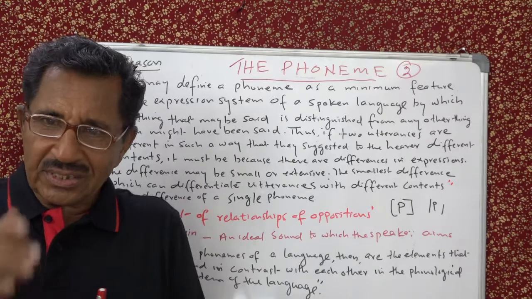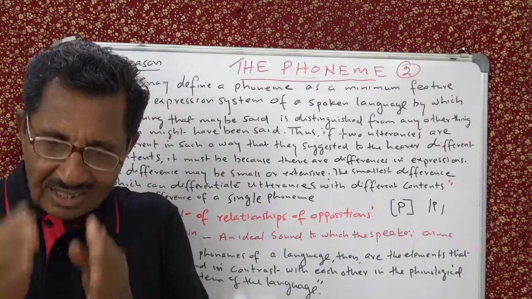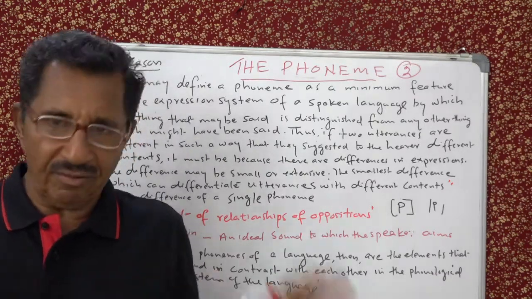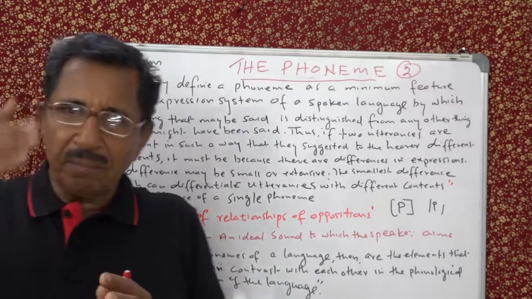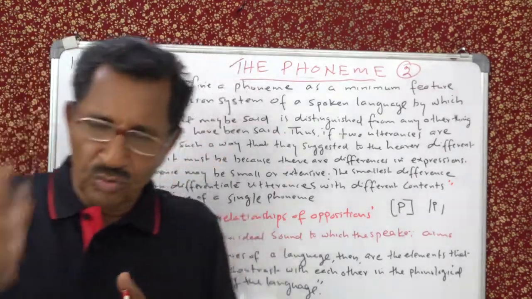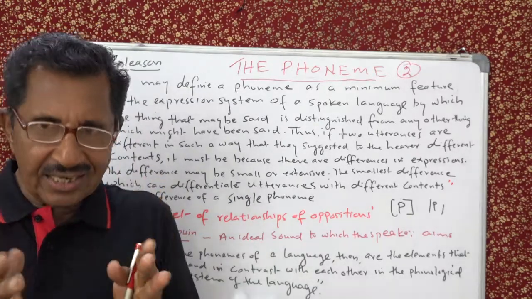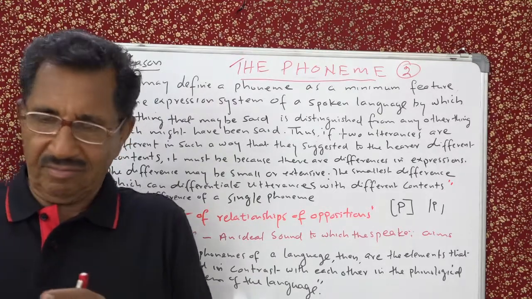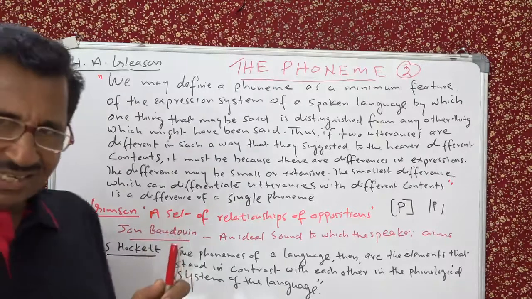How? Because cat has a set of phonemes which other words don't have. Cat is different from all the millions of words used in English. Why? Because cat has a set of phonemes which other words don't have. Understand? That is the meaning here. I think it is clear, isn't it?